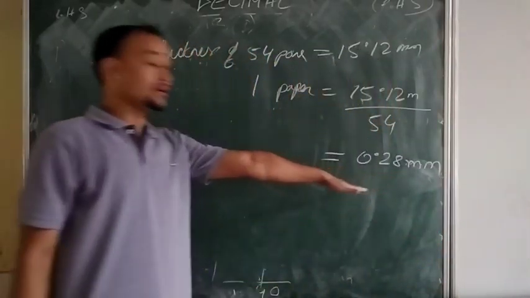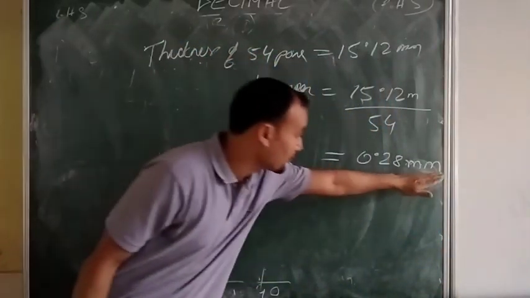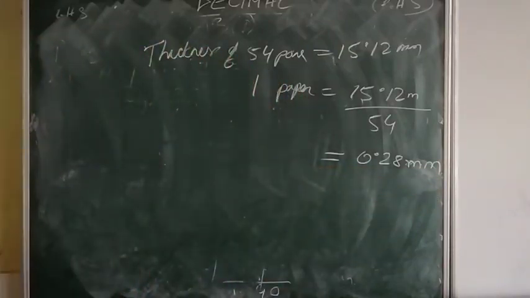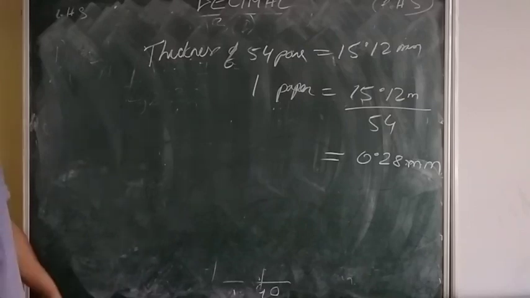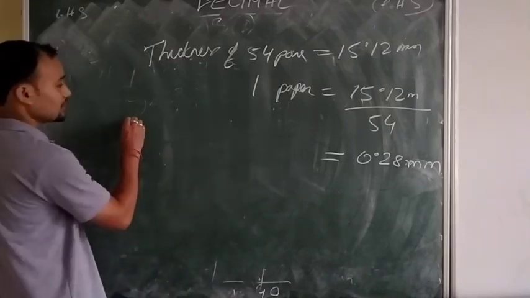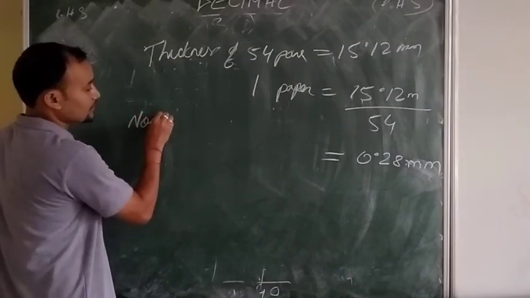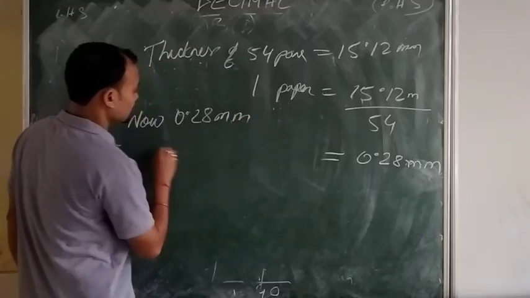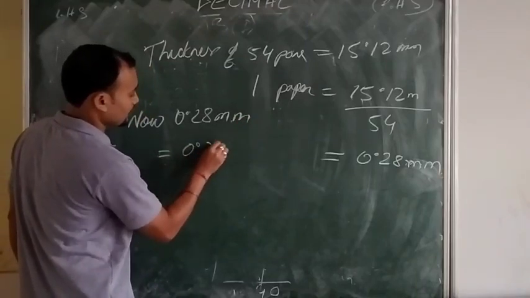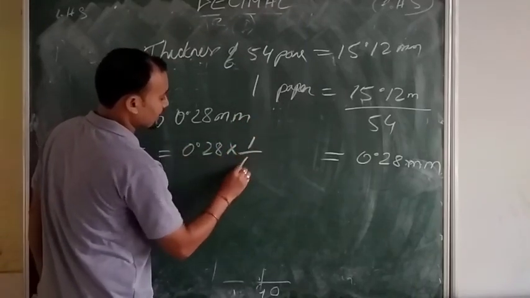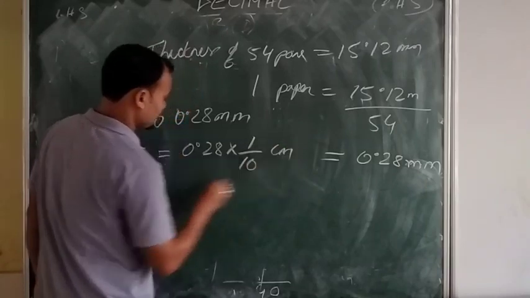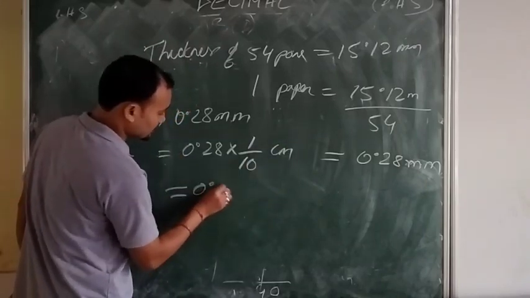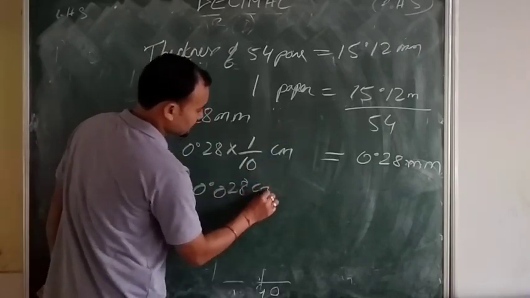The question is not this. The question is actually we need to change this millimeter to centimeter. See, millimeter, centimeter. The centimeter is 10 times bigger than millimeter. Fine, divide it. Now 0.28 millimeter equals 0.28 into 1 by 10 centimeter, equal to 0.028 cm. This is the answer.